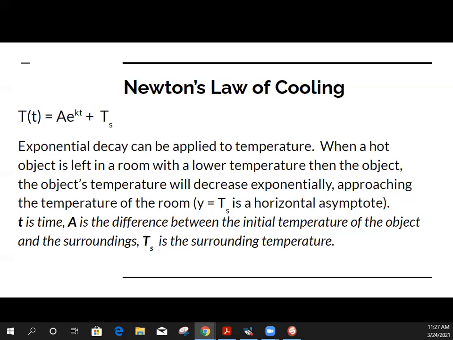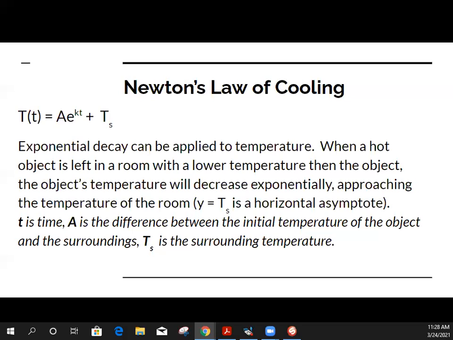And then A is the difference between the initial temperature of the object and the surroundings. Now you don't actually need to know that in order to complete this model. It'll just happen naturally, and I'll explain what I mean. All you need to complete this model is 2 different temperature readings. If you know the temperature at 2 separate times, you could plug those in and then solve for K and A. A and K are constants that we're going to solve for. And you also need to know the temperature of the surrounding area.